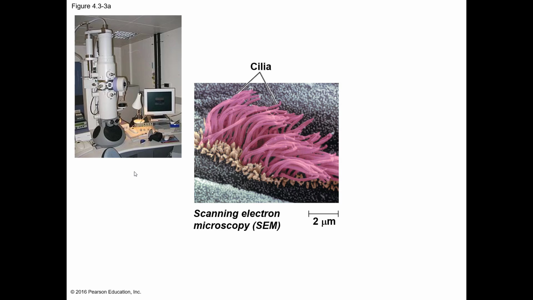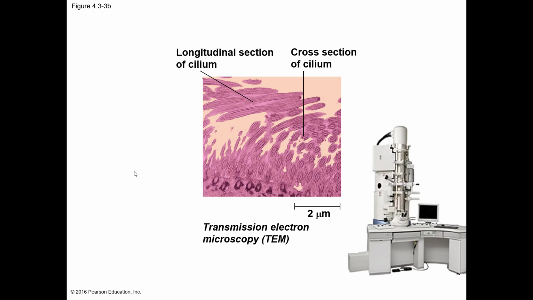So this is what you would see with a scanning microscope. Cilia are like little fingers or hairs that help with movement of the cell. And the image to the left just kind of shows you it's a pretty big machine to see an electron microscope. Transmission electron microscope, same thing, pretty big machine.